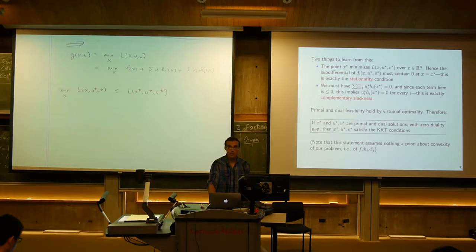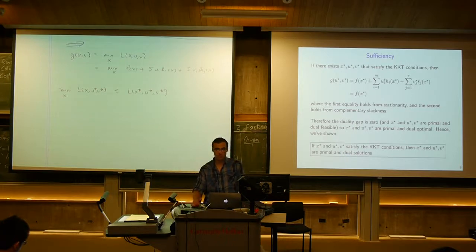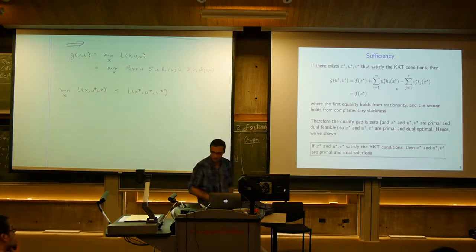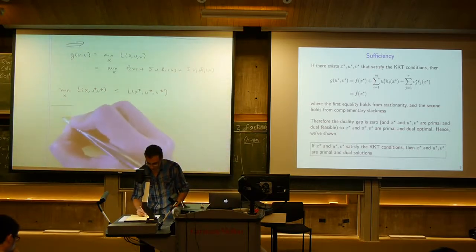Okay, let's do the other direction now. Let's do sufficiency. We're going to suppose that we have a triplet, x, u, v, that satisfy the KKT conditions. And we're going to try to prove that x is optimal for the primal problem and u, v is optimal for the dual problem. The argument's also extremely short. So x, u, and v satisfy the KKT conditions. Let's just go ahead and use complementary slackness, right off the bat, because we know that's one of the four conditions that they must satisfy.